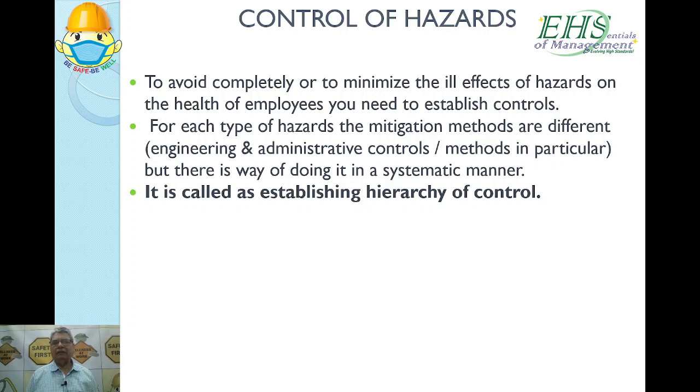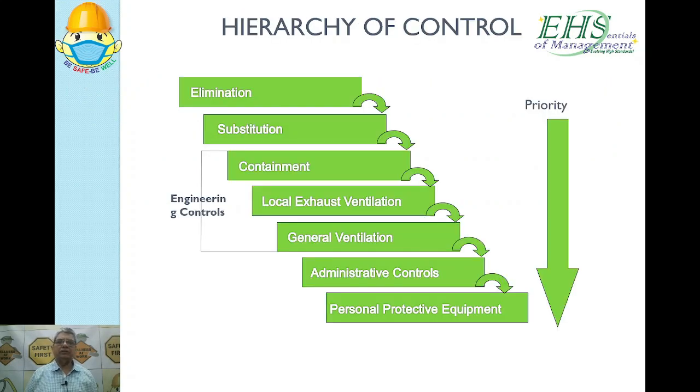But there is a certain way of doing it in a systematic manner, and that is called establishing a hierarchy of control. This word hierarchy is very important, because there is a way of doing it. You have to follow a certain hierarchy, a certain sequence. First you try for the elimination of the hazard. That means you are completely eliminating the risk, bringing it to the zero level. That should be your first effort. But it is not possible in every case.